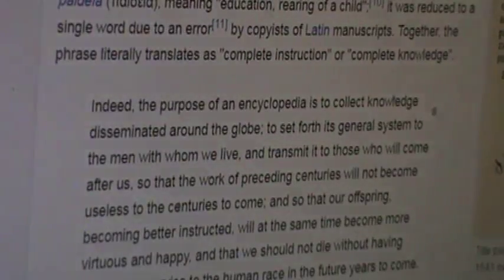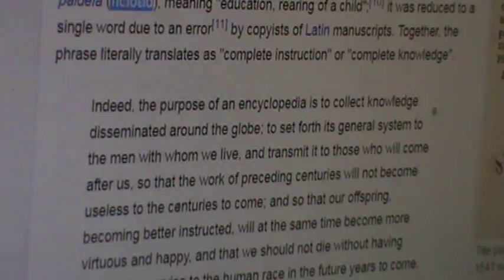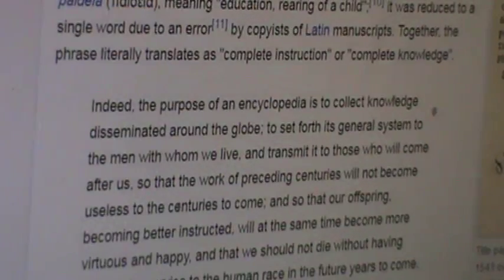General education. Encyclopedia, education, reading with child, pedagogy. Translated from enkyklios paideia, meaning general education, and paideia, meaning education, reading with child. So general education of a child, encyclopedia.